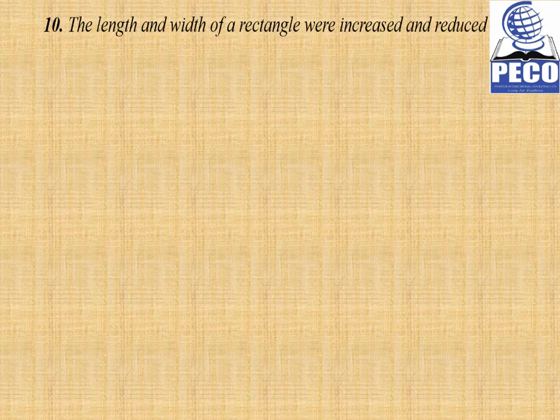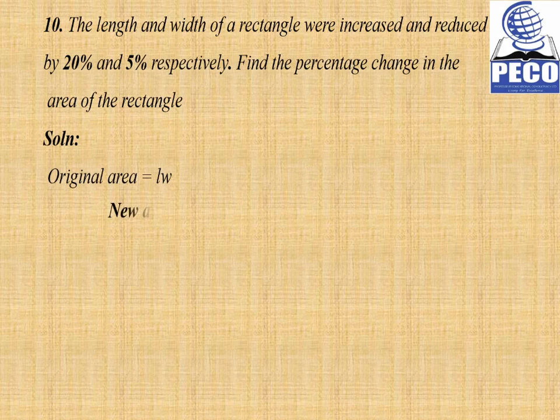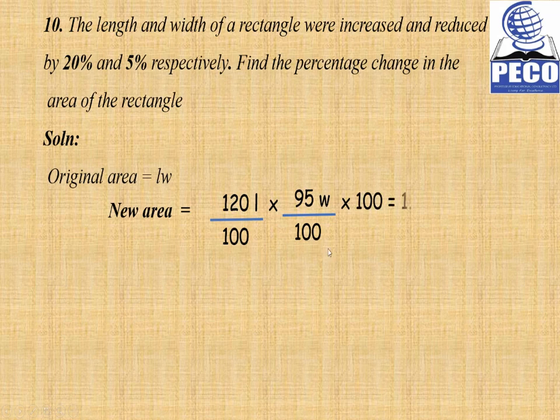Now question 10 there. The length and width of a rectangle were increased and reduced by 20% and 5% respectively. Find the percentage change in the area of the rectangle. So our original area would be length times width. Now the new area, remember the length was increased by 20%, so that will be 120 out of 100 times L. Now the width was reduced by 5%, so we are working at 95 out of 100.